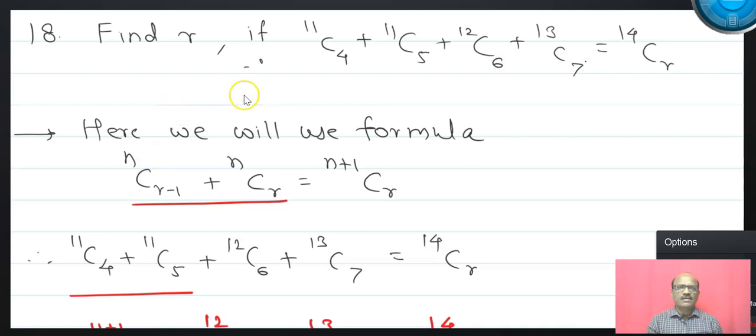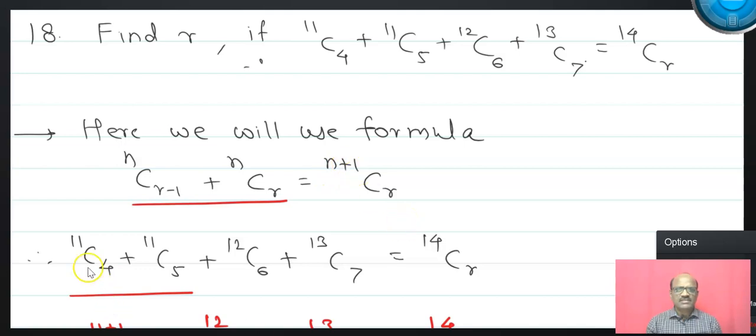Now find R if 11C4 plus 11C5 plus 12C6 plus 13C7 is equal to 14CR. Find the value of R. Here we will use the formula nC(r-1) plus nCr is equal to (n+1)Cr.